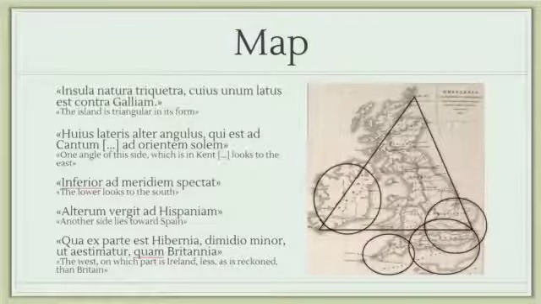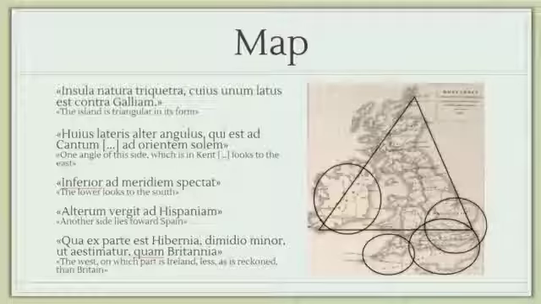The island is triangular in its form. One angle of this side, which is in Kent, looks to the east. The lower looks to the south. Another side lies towards Spain. The west, on which part is Ireland, less, as is reckoned, than Britain.